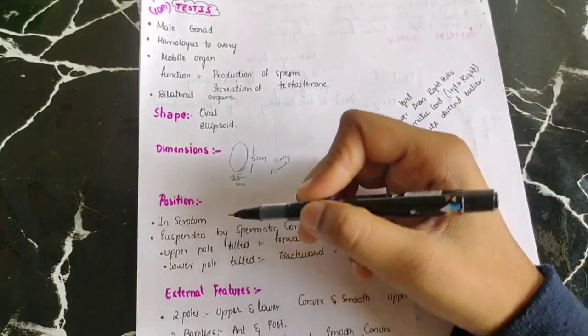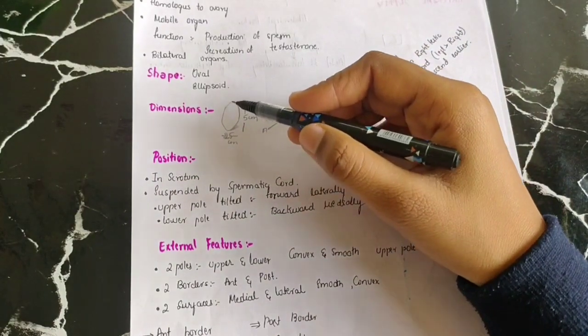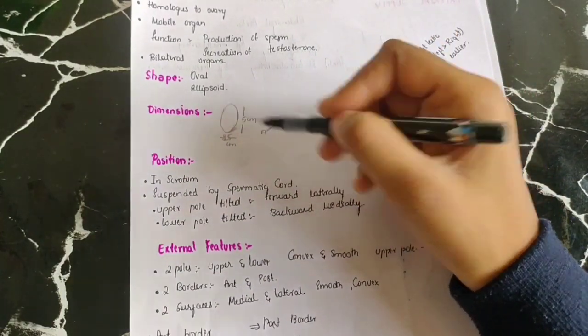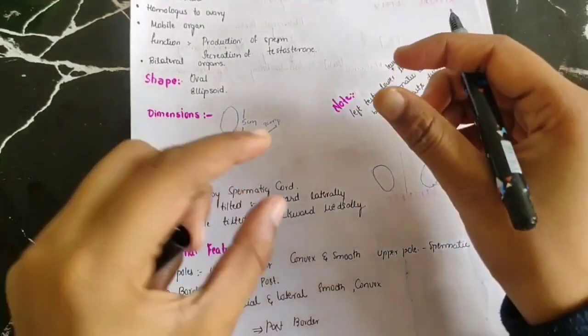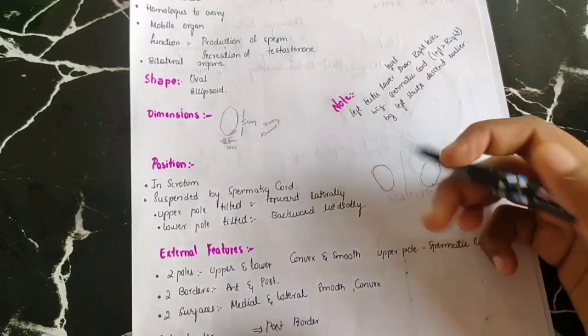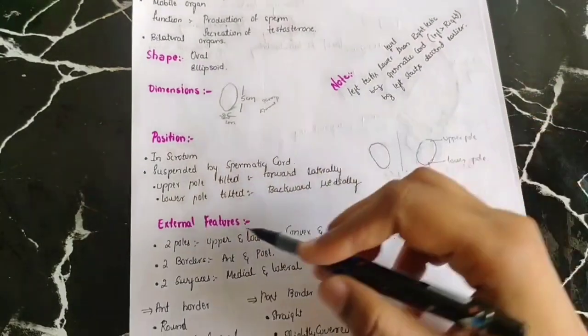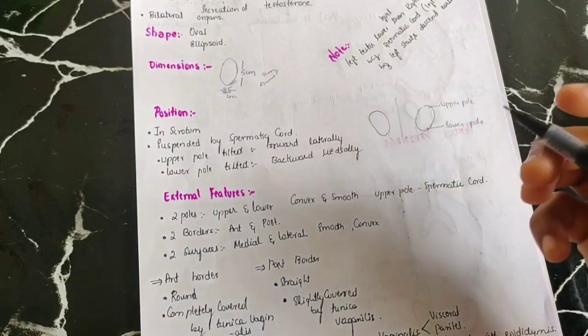Position: it is present in the scrotum. It is suspended by the spermatic cord, which is attached on the upper pole. Upper pole is tilted laterally and forward. Lower pole is tilted medially and backward. And external features: it has two poles.